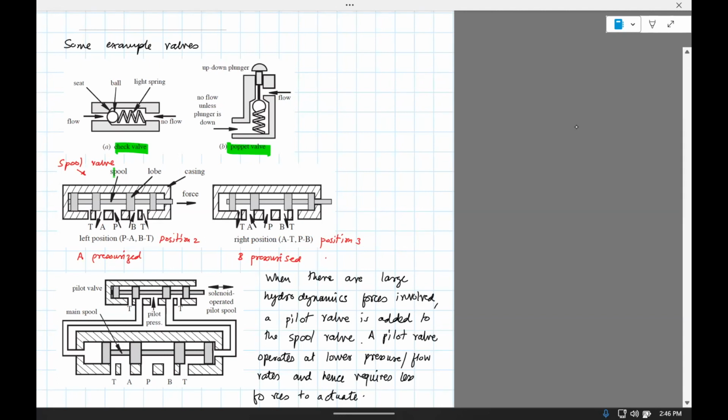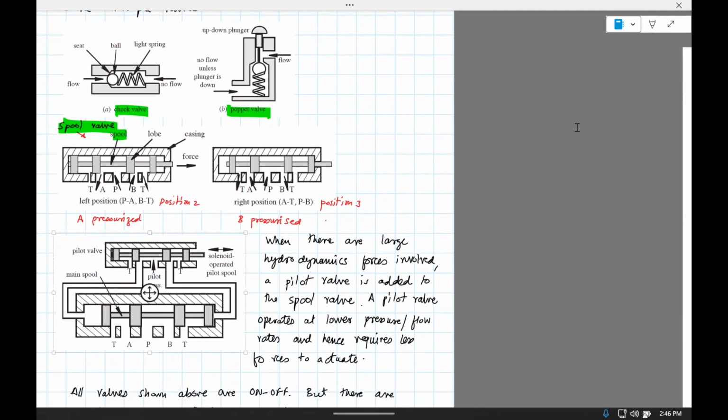This is a spool valve. Okay, there's a pilot valve. A pilot valve is supposed to feed the spool valve, but I don't want to get too much into details of this. But remember, all they're doing is basically controlling the ports, and then the different ways in which you do that.